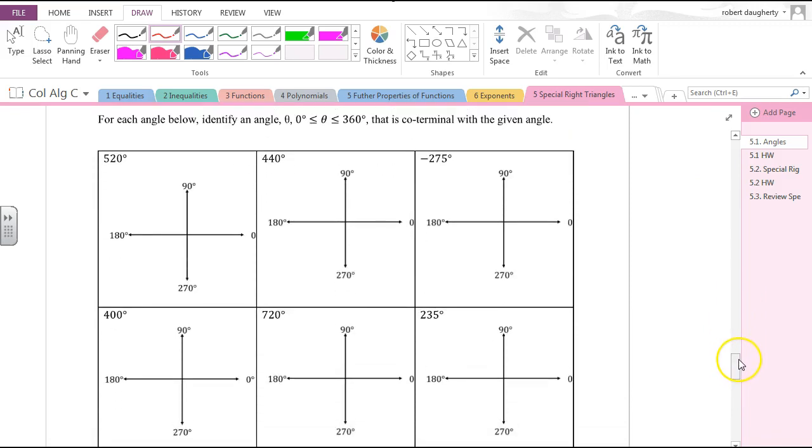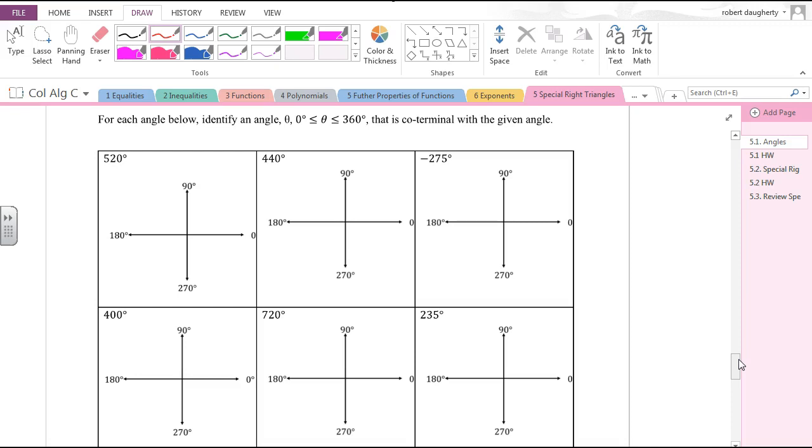So the last thing we want to do, I'm going to continue to draw angles, but what I want to do is for every angle I draw, I want to figure out an angle that is coterminal. Coterminal means it has the same terminal side. So I want to figure out an angle between 0 and 360 that's coterminal with the one that I draw. Okay, so we're going to draw 520.